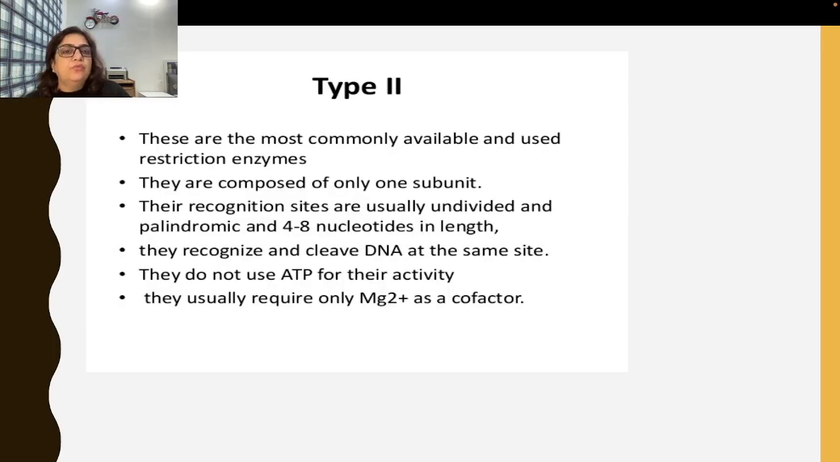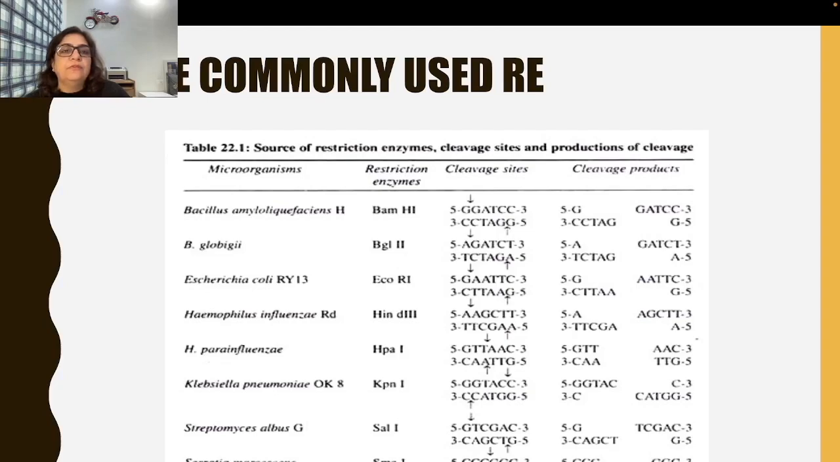Type 2 are the most commonly available and used restriction enzymes. They are composed of only one subunit, palindromic sequence. They do not require ATP, but they require magnesium ion as a cofactor. Now these are the type 2 restriction enzymes. You can see some are producing blunt ends, some are producing sticky ends.